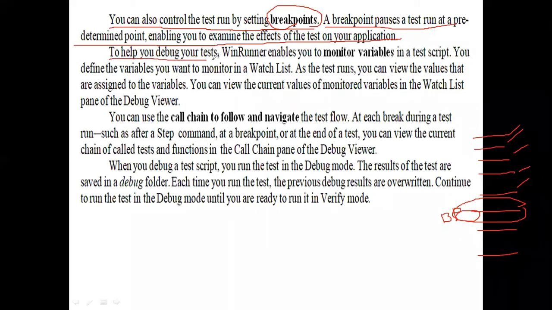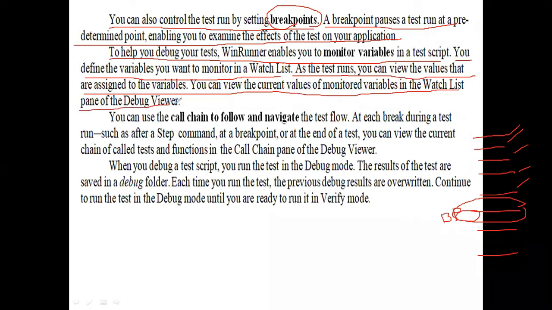To help you debug your test, WinRunner enables you to monitor variables in the test script. To define the variables you want to monitor in the watch list, as the test runs, you can view the values that are assigned to variables. You can view the current values of monitored variables in the watch list pane of the debug viewer.